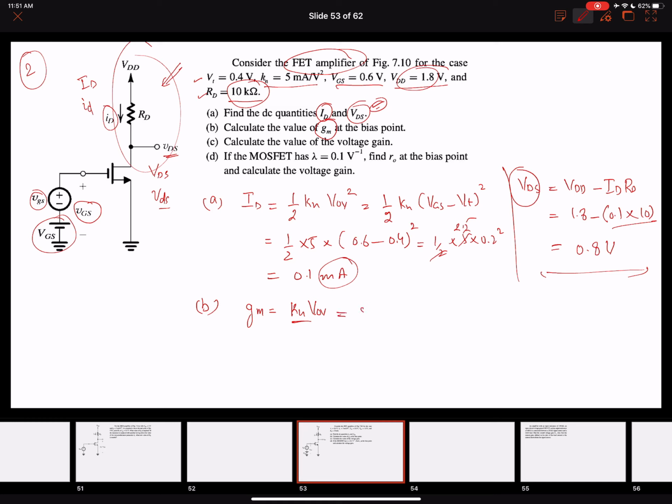So let's find out the new value of the voltage gain. The new value of the voltage gain will be minus gm times RD in parallel with R naught. So all we need to do is look at the value of gm.